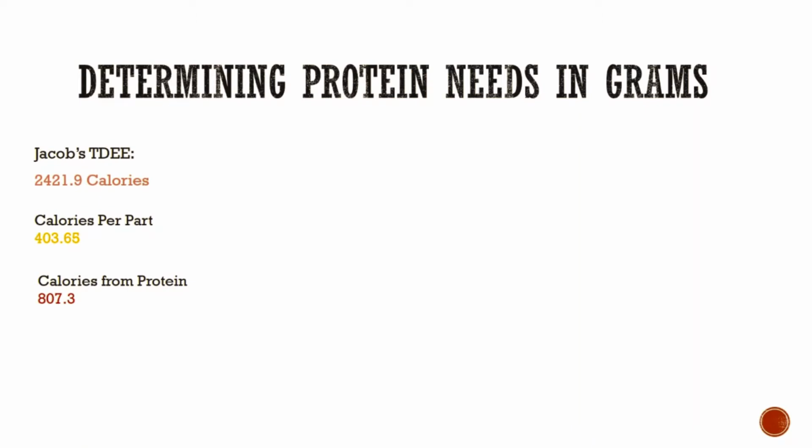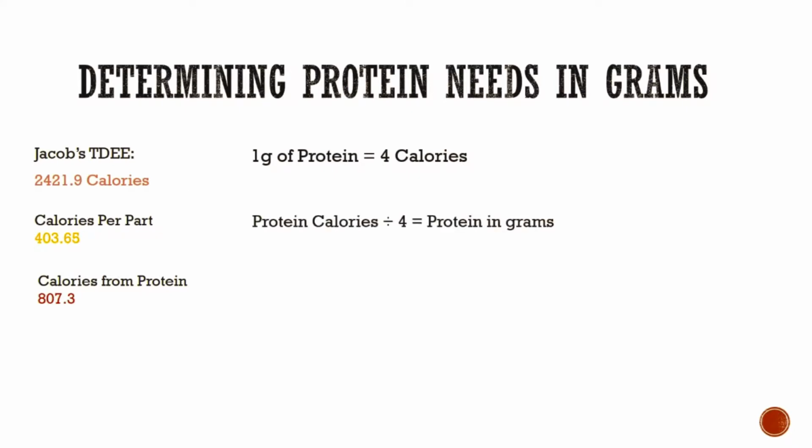Now, if you want this information to be useful, it's best to convert calories to grams. 1 gram of protein equals 4 calories, right? So if you divide the amount of calories you devoted to protein by 4, your result will be your protein in grams. Here's my example.